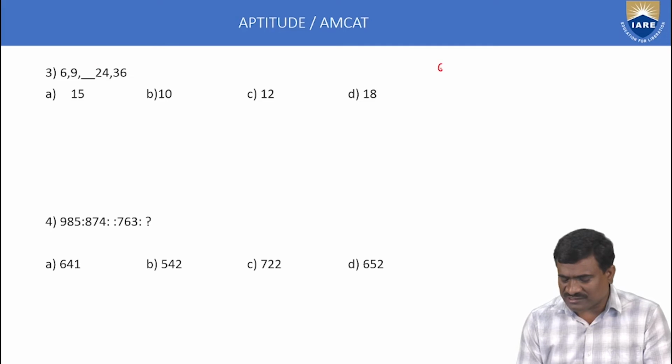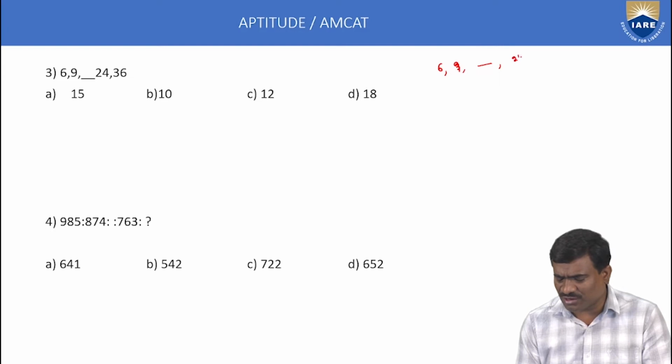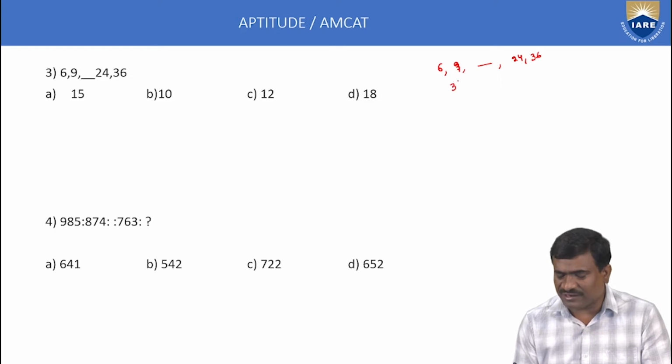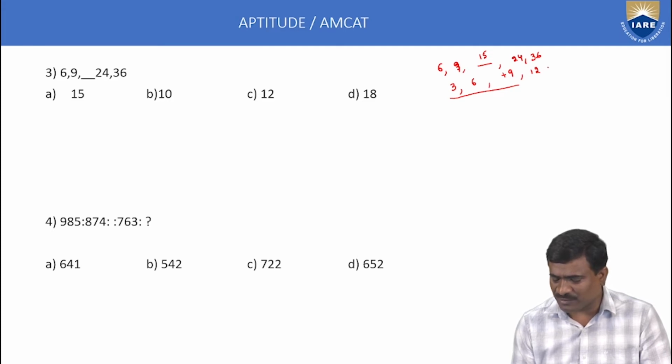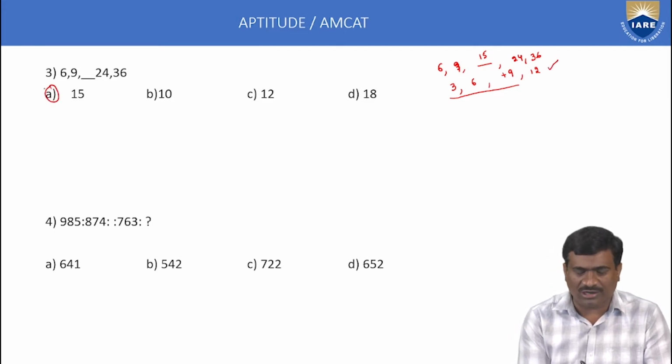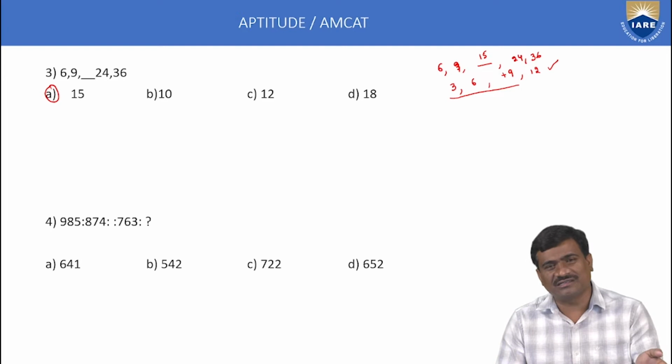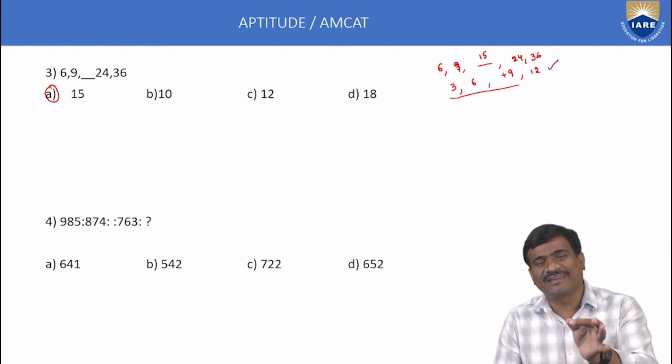A series: first 6, next 9, next 24, next 36. Next logic, difference: 6 plus 3 is 9, 24 plus 12 is 36. Next, suppose 6 plus 9 is 15. Next, check the series: 15 plus 9 is 24. 3 plus 3, 6, 9, 12 is a perfect series, so option A only is correct. The first one is 3, double is 6, then 3, next 6, next 9, next 12, gap only 3.